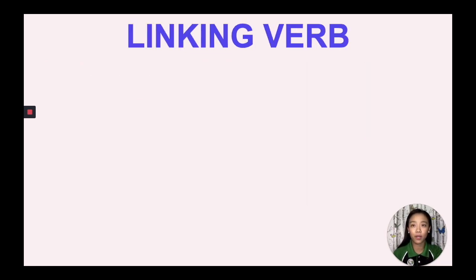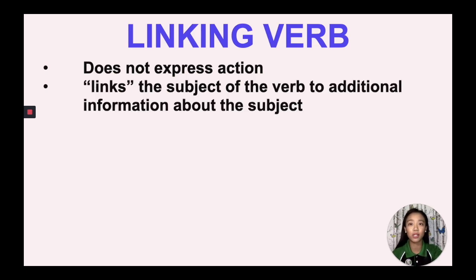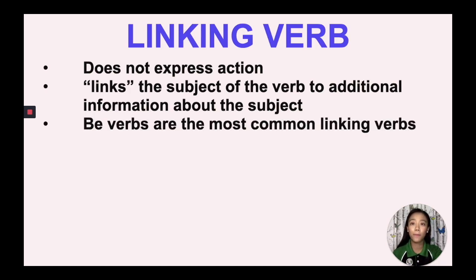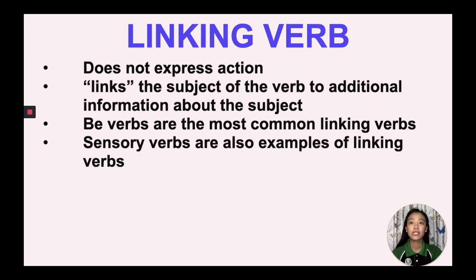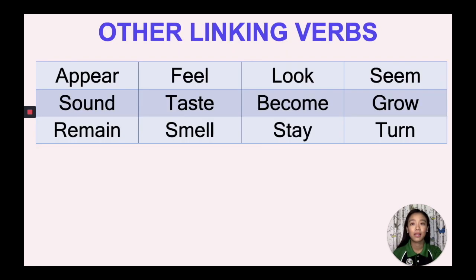A linking verb does not express action. It links the subject of the verb to additional information about the subject. Be verbs are the most common linking verbs. Sensory verbs are also examples of linking verbs. Here are examples of be verbs that are linking verbs. Aside from be verbs, we also have the sensory verbs.